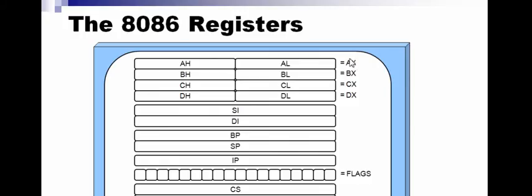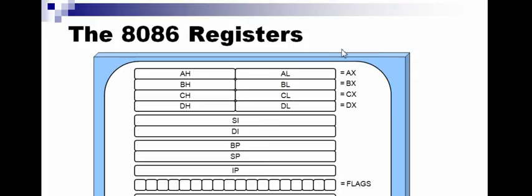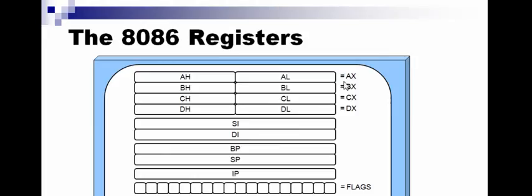But AX is a special one, because this accumulator is used not only for general purposes, but sometimes for special purposes. For example, if you want to do multiplication or division, one operand must be in the AX. Multiplication always works on the AX, so we need to keep the operand which we want to divide or multiply in the AX.